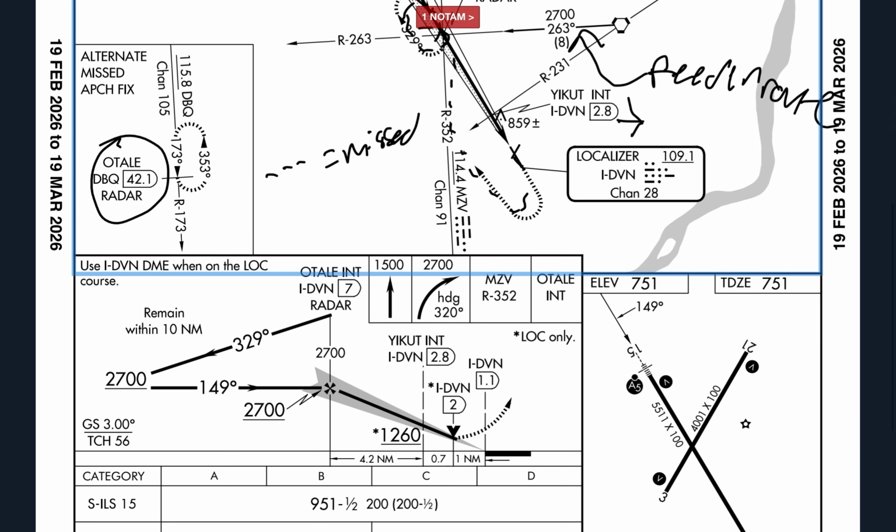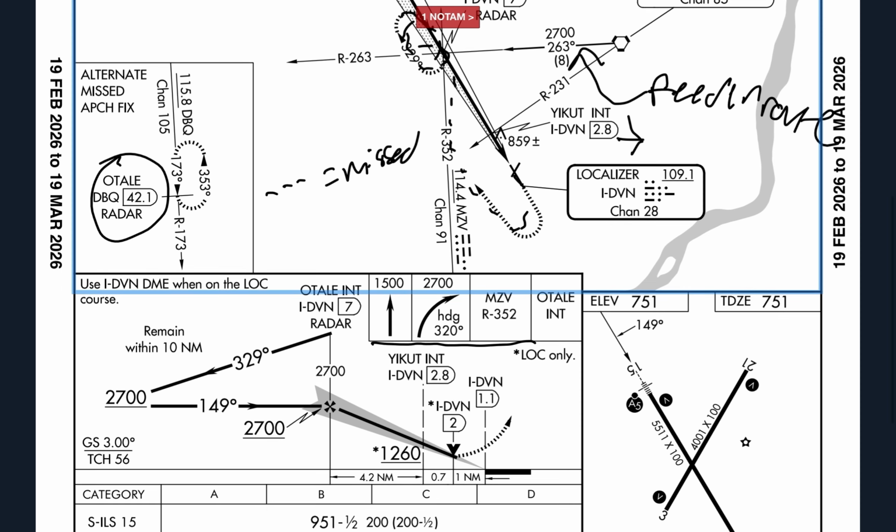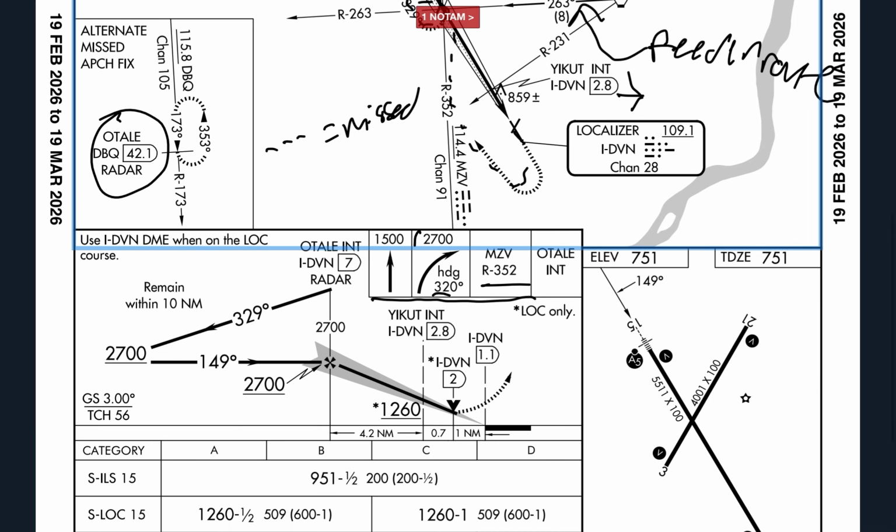Okay, now we'll go down here. Remember, this is kind of the cheat sheet for the missed approach. Okay, I'm going to miss. I'm going to go straight ahead at 1500. Then, while still climbing up to 2700, I'm going to turn to a heading of 320, intercept the 352 radial coming off the Moline VOR, and ride that all the way over to Oteo.